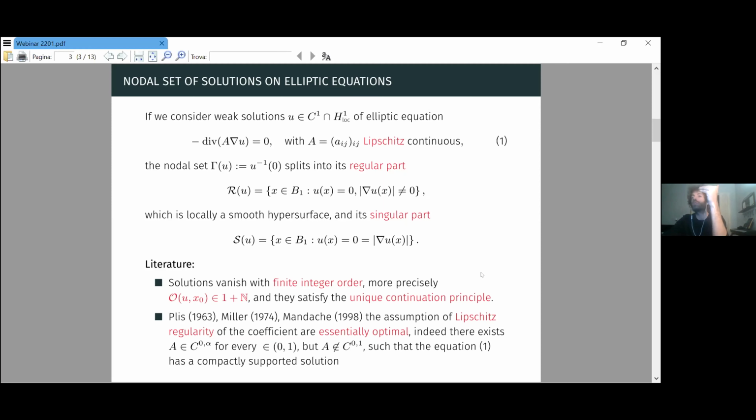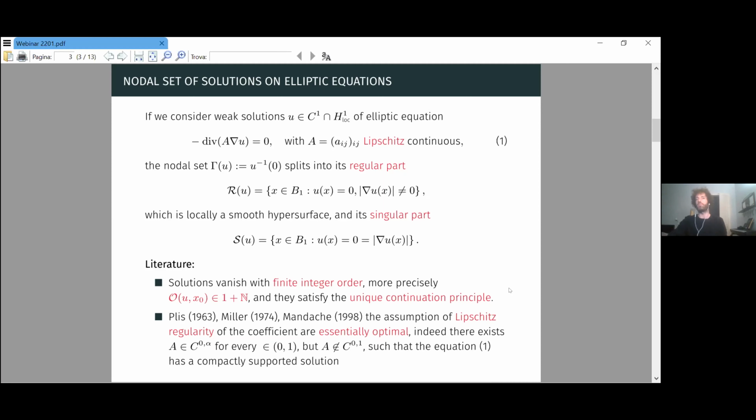After proving this result, you can prove that it has a finite integer vanishing order. The vanishing order is a number which is greater than or equal to one, an integer. Then I just put this result as a curiosity for this Lipschitz assumption: you can actually prove that Lipschitz continuity is a necessary condition to have unique continuation.